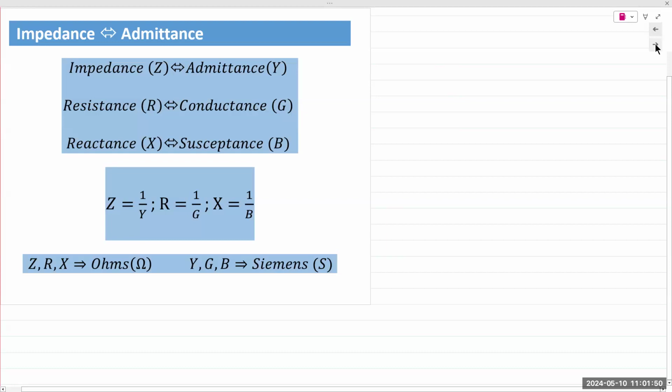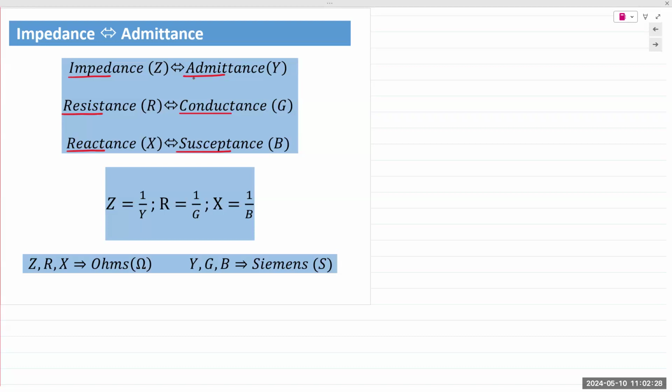One last slide. Reciprocals of impedance, reactance, and resistance. Resistance, resist. Reciprocal is conduct, conductance. Impede, admit. React, susceptible. The reactance, susceptance, resistance, conductance, impedance, admittance.